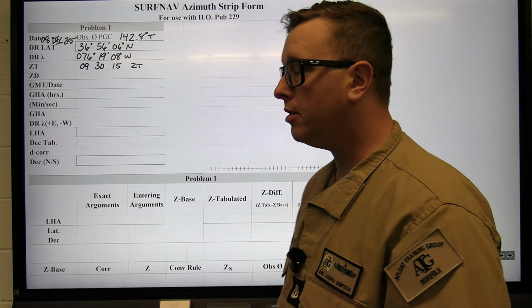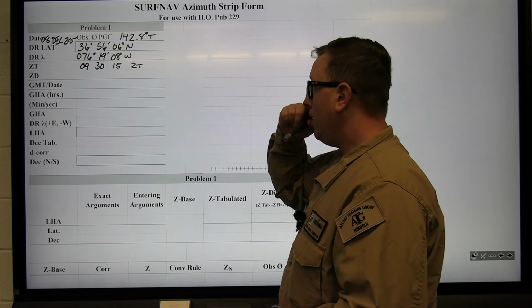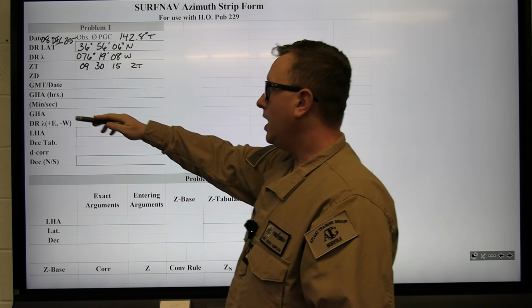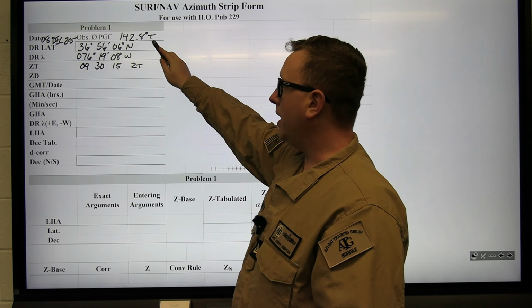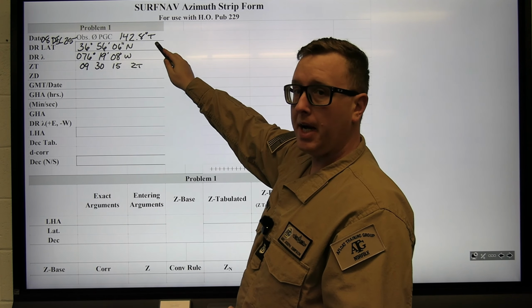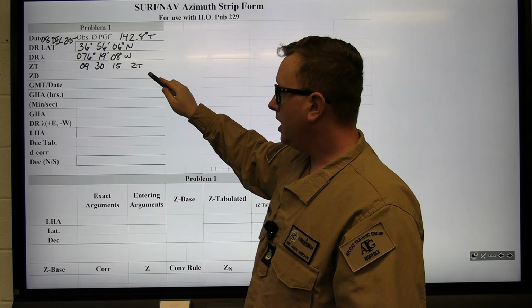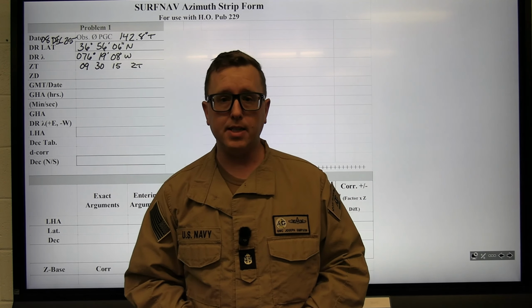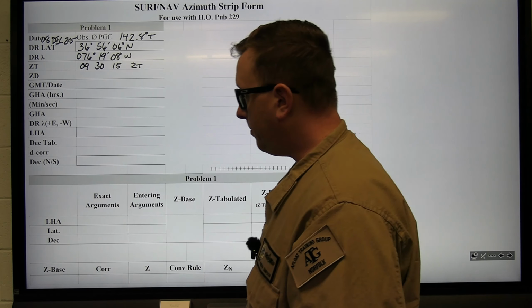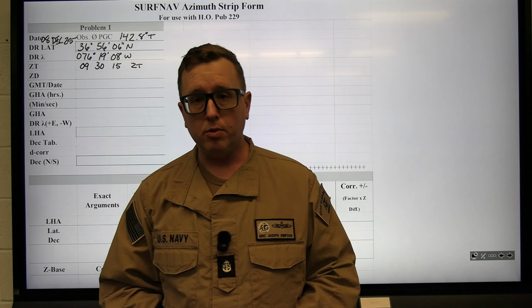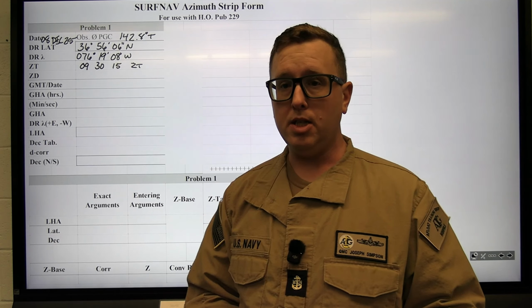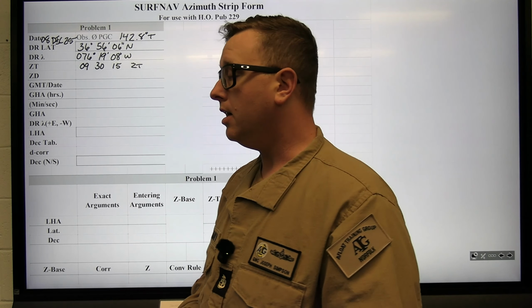Now you can see right here on my strip form, I already have some information up there. I have the date, the bearing of the sun that I got with my azimuth circle, a DR latitude and longitude, and the time I took that sight. That time is in zone time. Now, the Nautical Almanac is all in GMT, so we have to convert that to GMT.